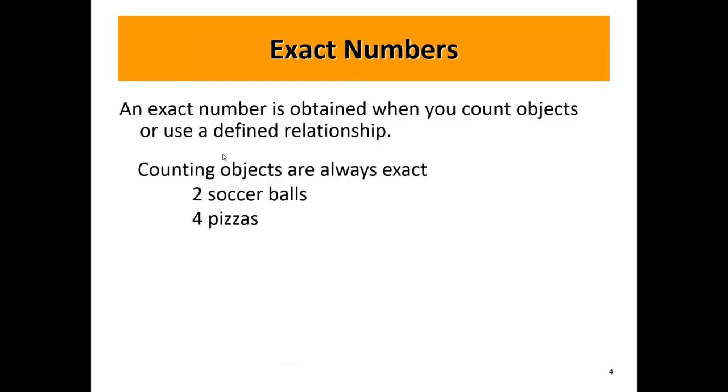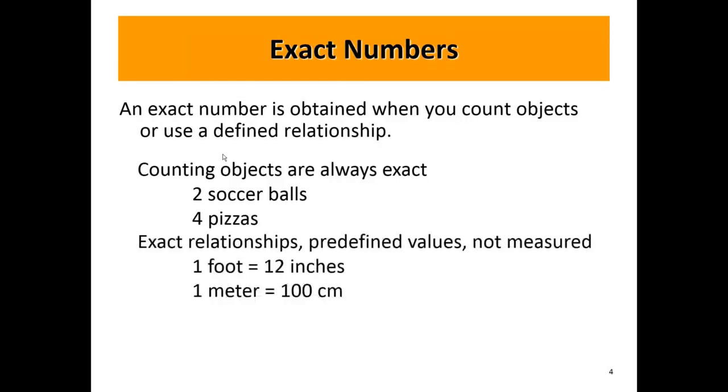So as I mentioned already, exact numbers are counting numbers, but they can also be definitions. So definitions like 1 foot equals 12 inches, even though we use a foot to measure and inches to measure, even though we use meters and centimeters to measure, the relationship between centimeters and meters is based upon a definition. A centi means literally 1/100. So a centimeter is 1/100th of a meter. Therefore, there are 100 centimeters in 1 meter by definition. So those would be exact numbers.